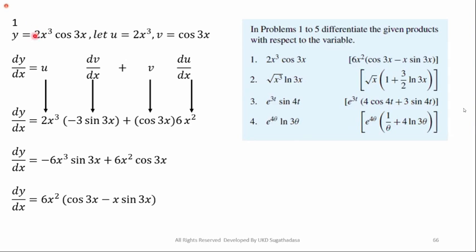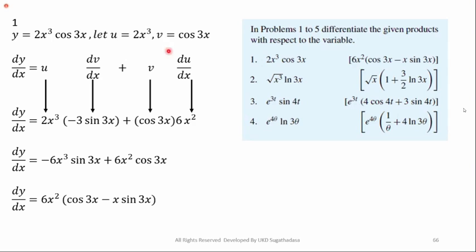Product means 2x3 multiplied by cos 3x. You have to take one function as u, 2x3, and the other function as v, cos 3x. Now use the formula. One function stays the same, multiplied by the differentiation of the other function, plus the other function multiplied by the differentiation of the first: u dv by dx plus v du by dx. The separate differentiations are here. u you can write straight away.